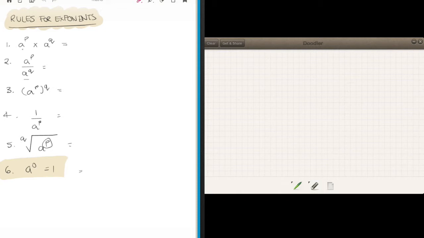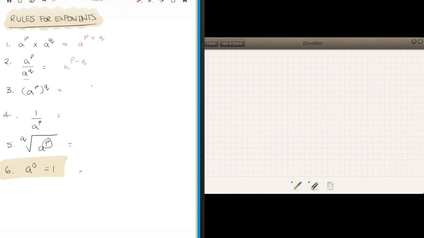First situation is a to the power of p multiplied by a to the power of q. In this situation, the rule says that a to the power of p plus q will happen. So the second rule is when there's a to the power of p divided by a to the power of q, we will get a to the power of p minus q. Notice how these two rules are completely different just because of the multiplication sign and the division sign.